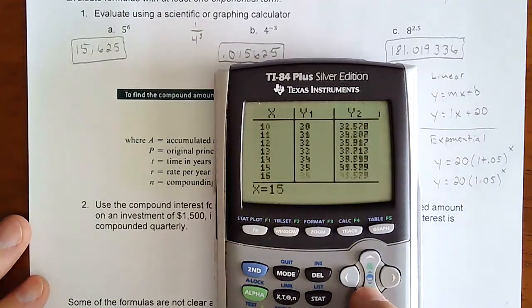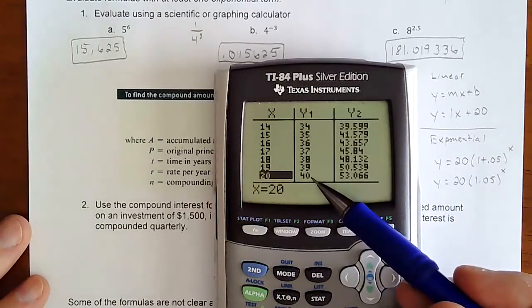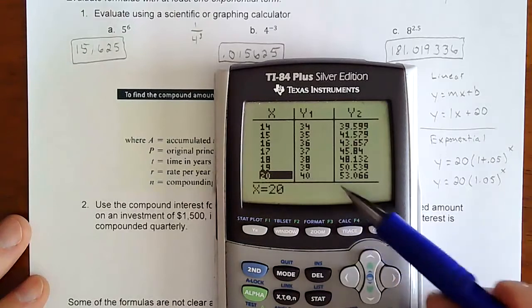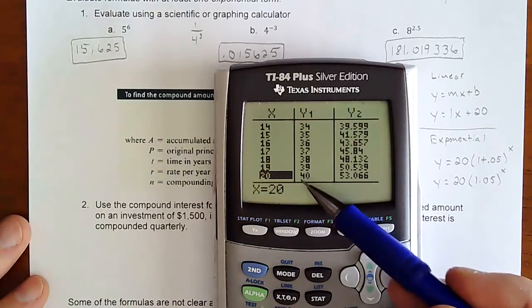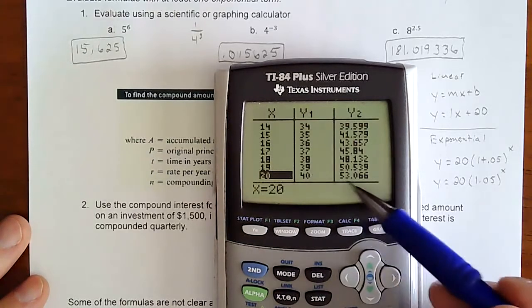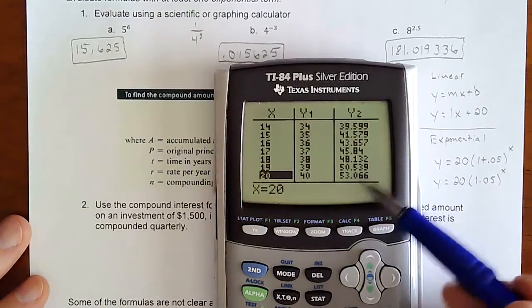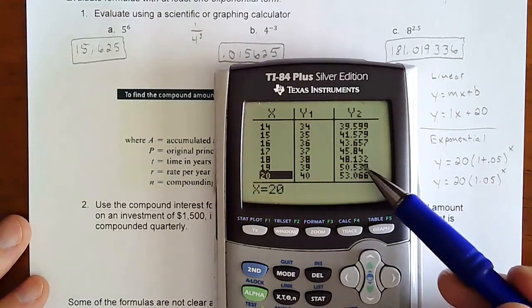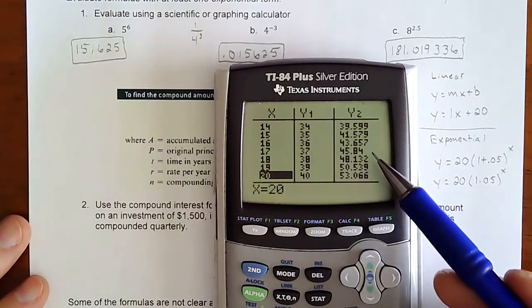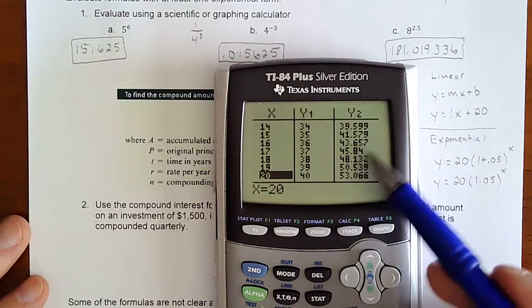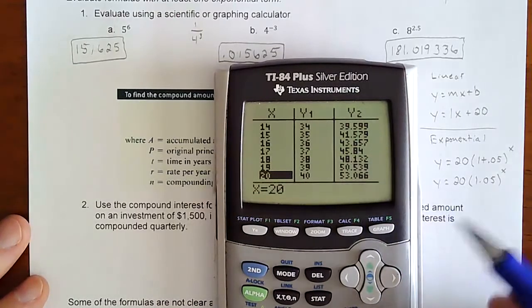And then let's say you put this out 20 years. Now all of a sudden you're at $40. Here's where it starts to really make a difference. That $40 an hour is very different than 53. This would be equal to about $80,000 a year. This would be equal to about $106,000 a year. So that compounding is the difference between a linear and an exponential. It's the interest earning interest, or the raise earning a raise, kind of a thing, year after year after year.